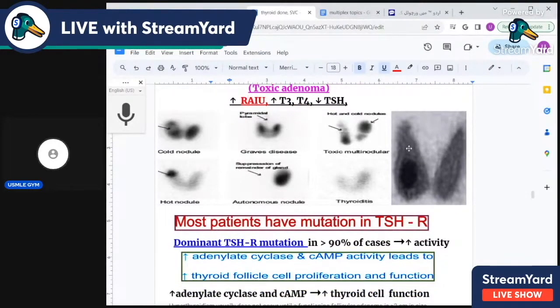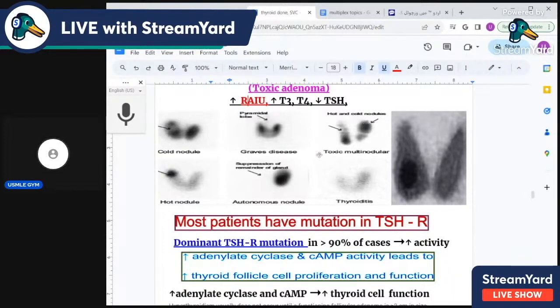See here, this is the hot nodule that takes more radioactive iodine. The radioactive iodine concentrates more in the hyperactive area or hyperactive nodule, but the remaining thyroid tissue is hypoactive and takes less radioactive iodine. Here is a cold nodule taking less radioactive iodine, but this one is a hot nodule, and it takes more radioactive iodine.